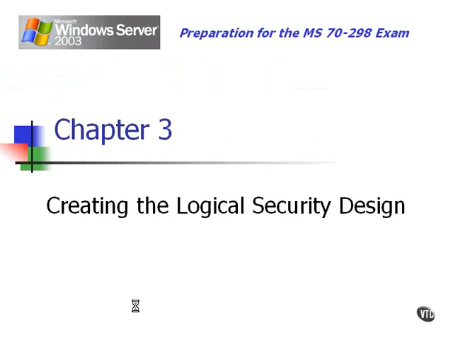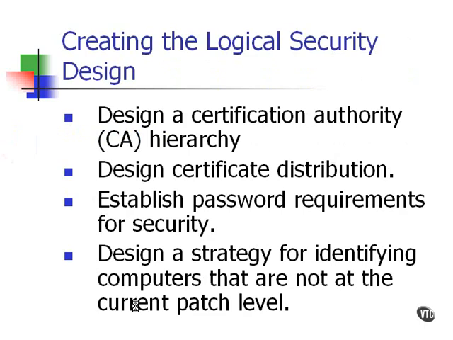In Chapter 3, we will look at the logical security design, and here we will discuss such things as designing a certification authority hierarchy. We will talk about how to design certificate distribution to either applications or to users throughout your network. We will establish password requirements for security. We will also design a strategy for identifying computers that are not at the current patch level. One important feature that you'll hear me reiterate throughout this entire tutorial is that you can implement security by making sure that your computer's software is up to date.